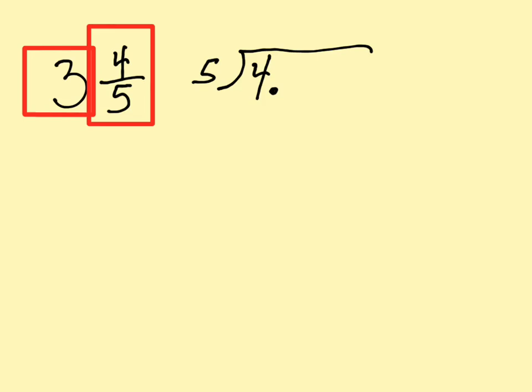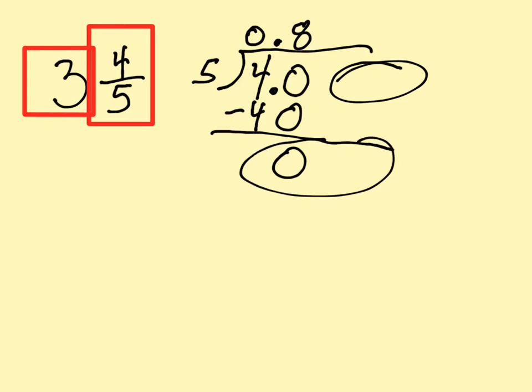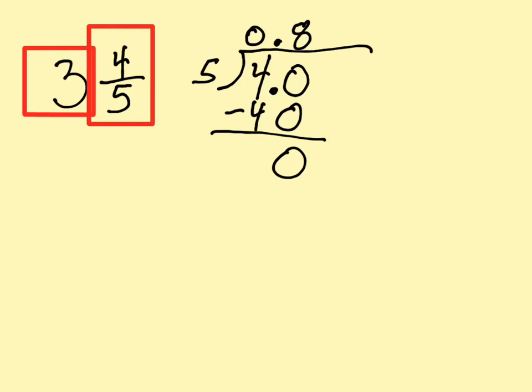5 goes into 4 0 times, so we append a 0. 5 goes into 40 8 times, and this one's a super easy one because we're already done. So that's 0.8, because we've got nothing left in this row right here. We've got 0 right here. We're doing great. So we've got 0.8.